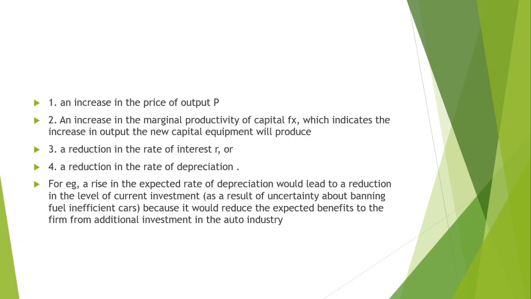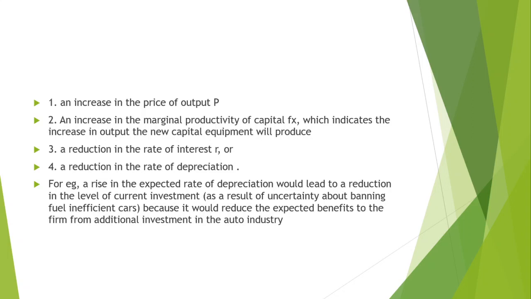For example, a rise in the expected rate of depreciation would lead to a reduction in the level of current investment as a result of uncertainty about banning fuel inefficient cars. So suppose there is an uncertainty or a rumor that the government is going to ban fuel inefficient cars. So it means that the firm expects the depreciation rate to increase. So when the depreciation rate increases, what happens? The denominator of this equation increases and Q will fall, because it would reduce the expected benefits to the firm from additional investment in the auto industry.